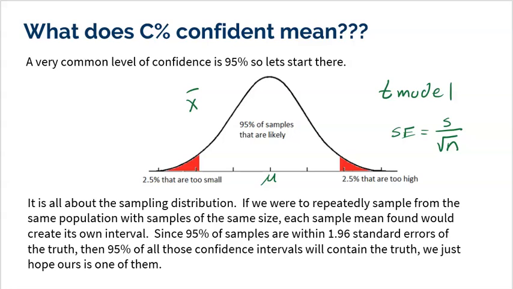So imagine if we were to repeatedly sample from the same population with samples of the same size. Each sample mean found would create its own interval. So this sampling distribution is filled with probably millions of means, different sample means from different samples. So the idea is maybe my sample mean falls right here. Well, if I build an interval around it, then I'm going to capture the truth. And in fact, any sample that is in the middle 95% will create an interval that contains the truth.